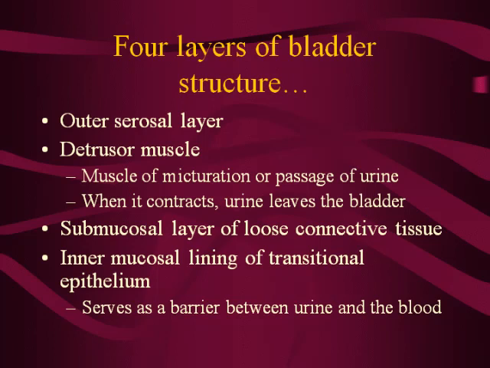There are four layers of bladder structure, starting with the outermost layer, which is the serosa layer. Then you have your detrusor muscle, which is also the muscle of micturition, or the muscle of passing urine, okay? When the detrusor muscle contracts, urine leaves the bladder. Very important muscle there with urine elimination. Then you have the submucosal layer, which is loose connective tissue, and then the innermost layer of epithelium, which serves as a barrier between the urine and the blood.